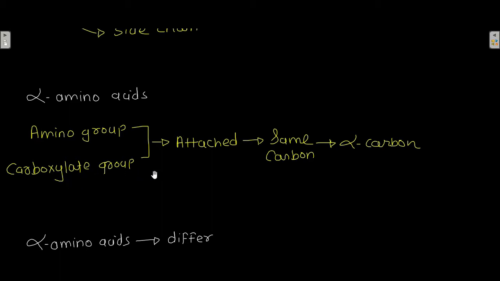Now in an alpha amino acid, the amino group and the carboxylate group, both of them are attached to the same carbon, which is known as the alpha carbon. Okay, in an alpha amino acid, there is an alpha carbon, and the amino group and carboxylate group are attached to it. That is how the alpha amino acid exists.